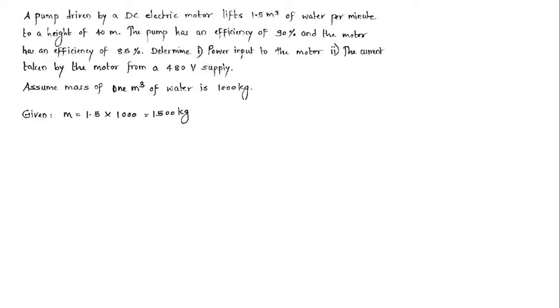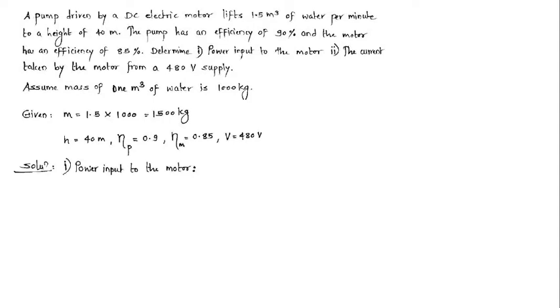Things given are: mass of the water being lifted is 1500 kg per minute, and all the calculations will be for a minute, so we need not mention it per minute. Height to which water is being lifted, h is equal to 40 meter, efficiency of pump is 0.9 and efficiency of motor denoted by eta m is 0.85. Voltage across which this motor will be connected is 480 volt. Now firstly we will focus on calculating power input to the motor.